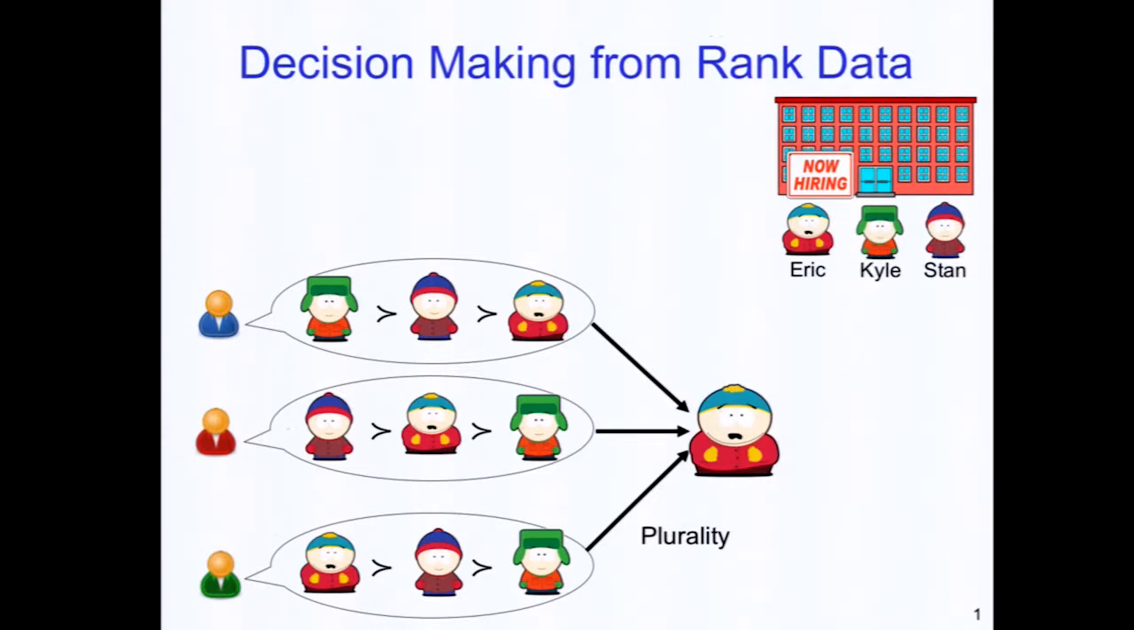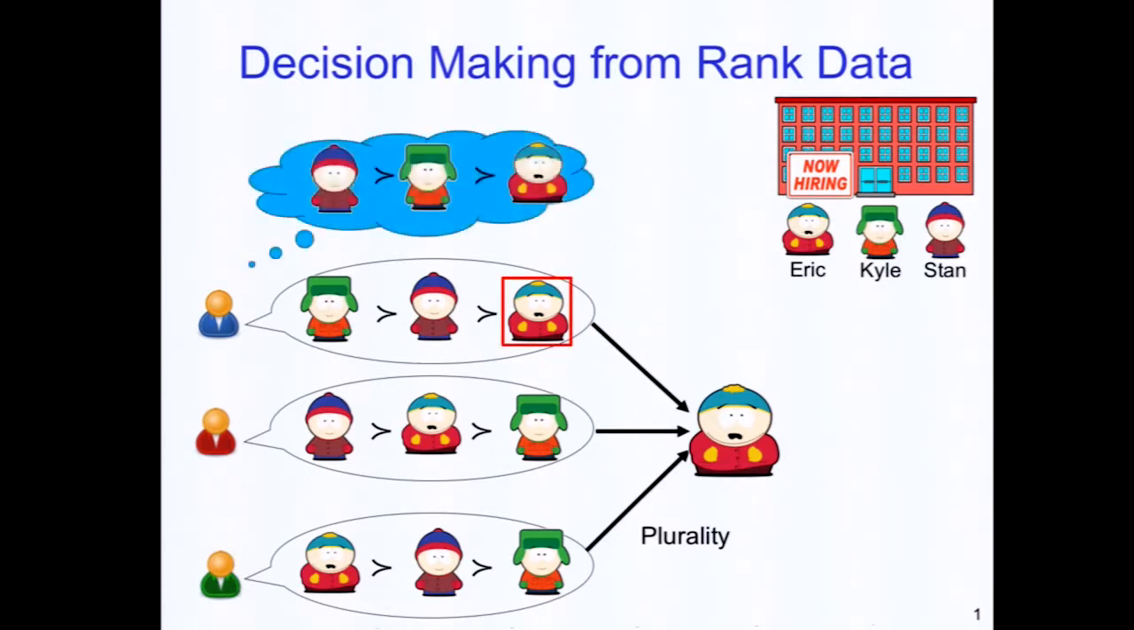Seems like the problem is solved. But let's take a closer look at the first guy's preferences. Eric is his last choice. He can actually do something better by submitting a false report. Suppose his true preferences are Kyle, Stan, Eric. But what if he lies? What if he says that his true preferences are actually Stan, Kyle, and Eric?